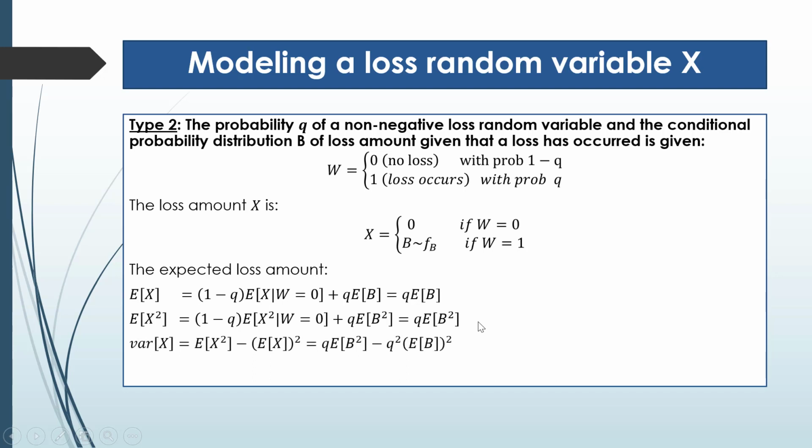And the variance of X is E of X squared minus E of X, whole squared. This is equal to Q times the expected value of B squared minus Q squared times the expected value of B, whole squared. And this is equal to Q times the variance of B plus Q times 1 minus Q times the expected value of B squared.